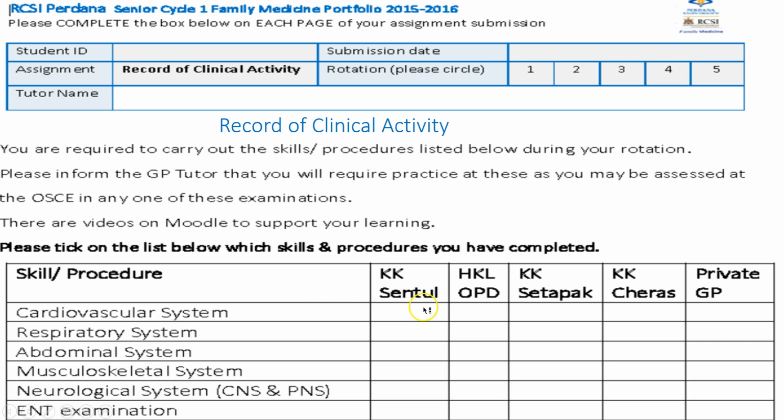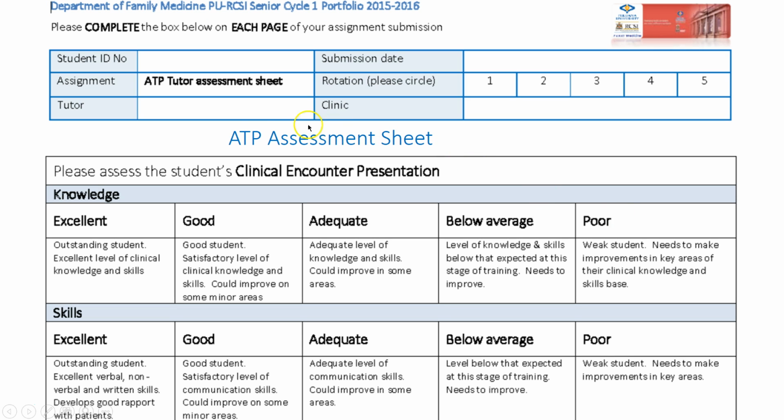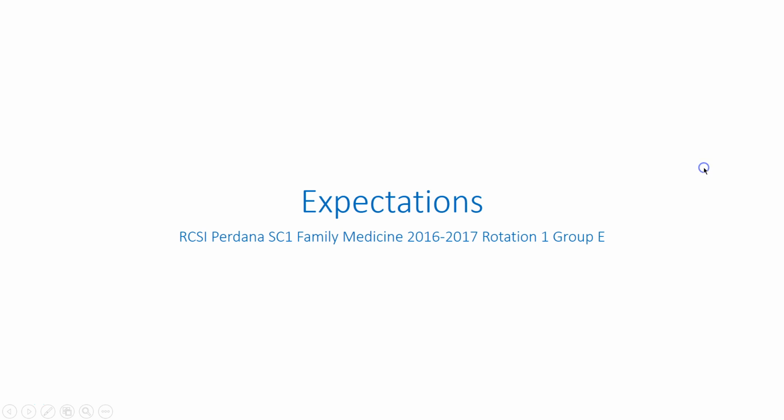Similarly, you will have a record of clinical activity of all the clinical examination and clinical skills that you have mastered during these 5 weeks. So each time you attend the clinic, you tick when you have done it, and your tutor will sign at the bottom and chop it to confirm that you've done it. Similarly, with your ATP assessment sheet in week 7 for your second visit, they will mark you, grade you on these things, and they will sign and chop.